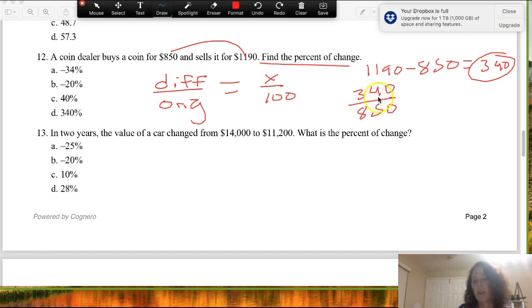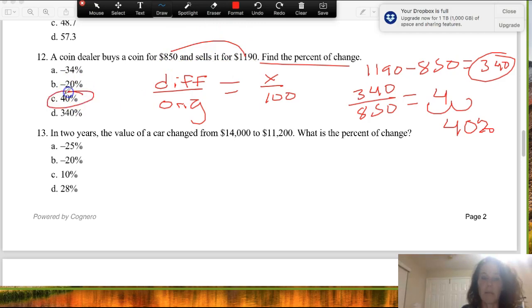Now I'm going to do the method where I just divide these and I move the decimal over. If you want to set it equal to X over 100, you would cross multiply these. They give you the same answer. So I'm going to go 340 divided by 850, and that's going to give me 0.4. Now that is in decimal form. To get it into percent, I move it over 2 places, so that would be 40%. So from here to here, that's a 40% increase. I'm increasing by 40%. And that would be here.